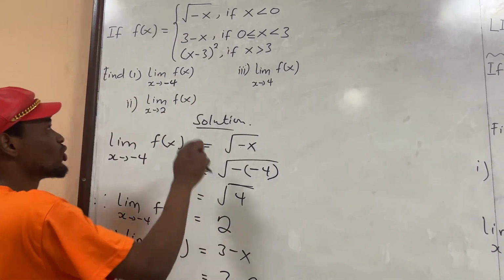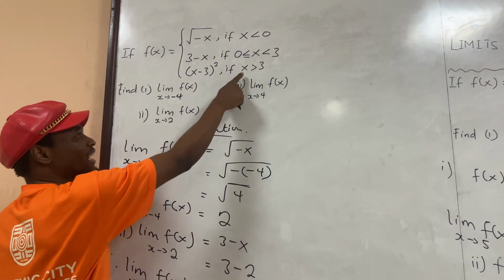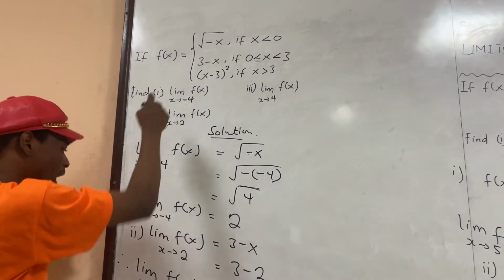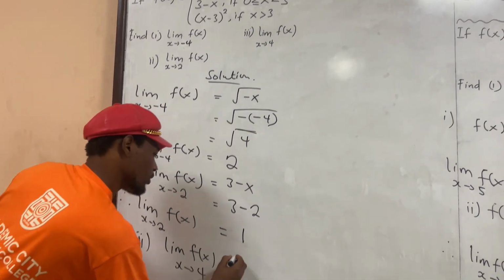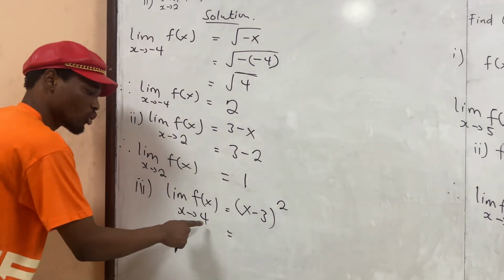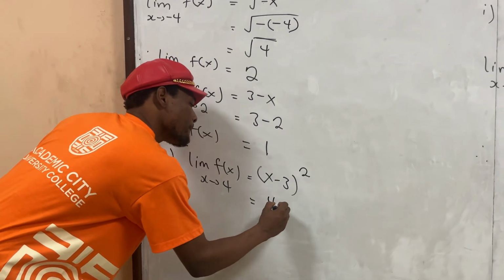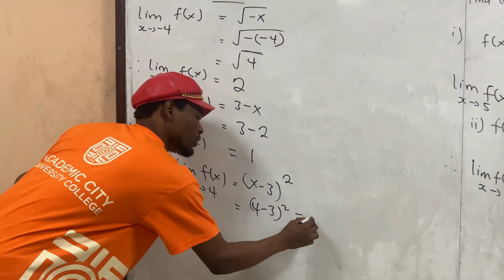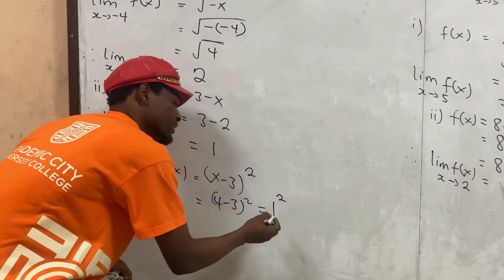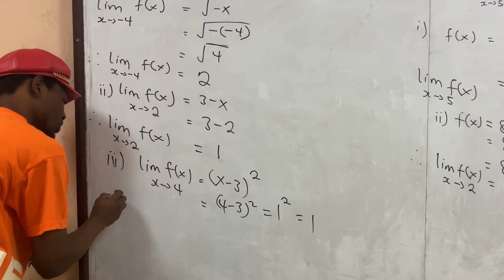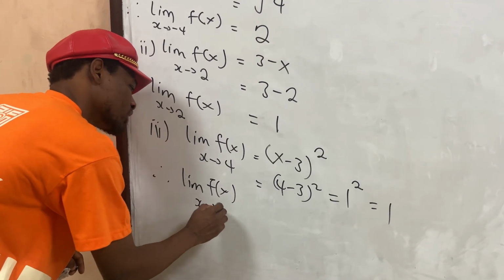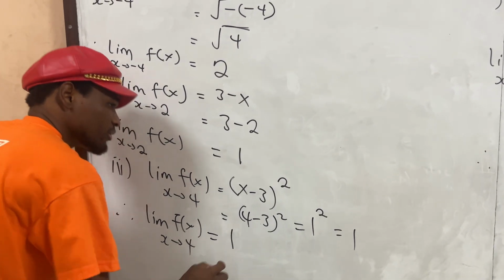So we are going to put 4 into this, since it obeys the condition. So I have x minus 3 all squared, right? Whenever you see x, it goes to 4. So I have 4 minus 3 all squared, which is equal to 4 minus 3, you have 1, then squared, which is equal to 1. So therefore, the limit of f of x as x approaches 4 equals 1.